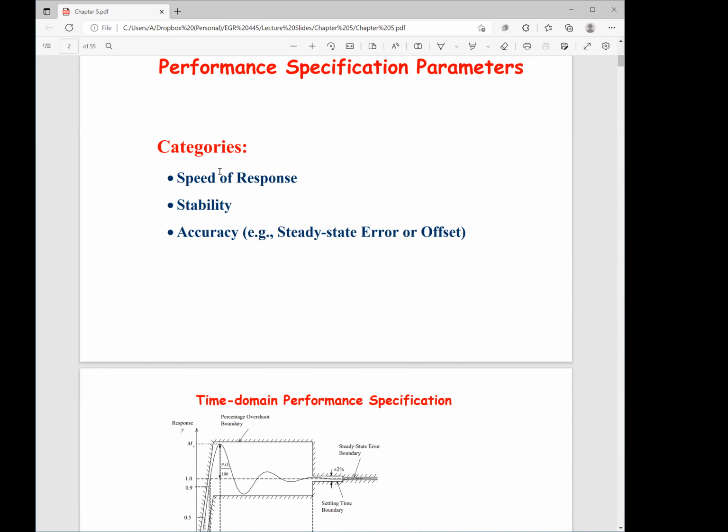First and foremost, we have to deal with something called the speed of response, which means we want the system to respond very quickly. Sometimes we want the system to respond slowly because we want to dampen out the transient. We have to suppress the transients. Sometimes we are very interested in the system being stable, which means no matter what the disturbance is, the system should reject the disturbance. But at the same time, in certain cases, we want the system to be mildly unstable. So what do I mean by mildly unstable?